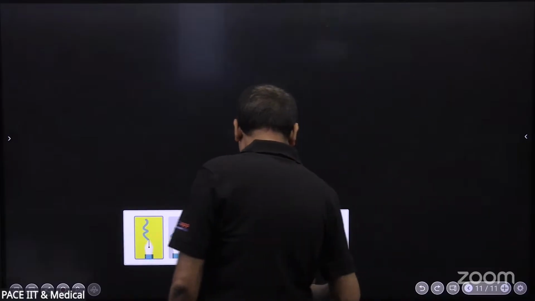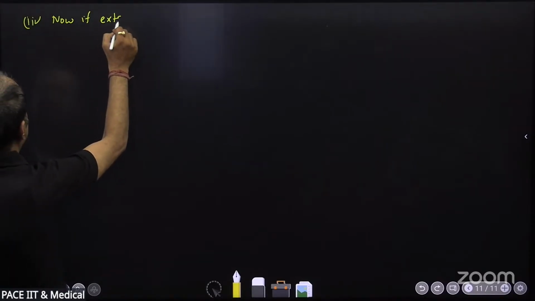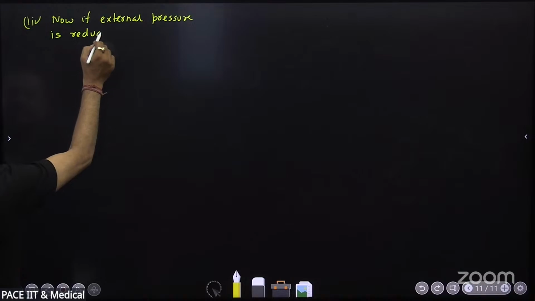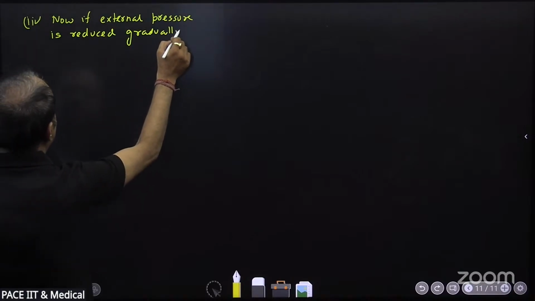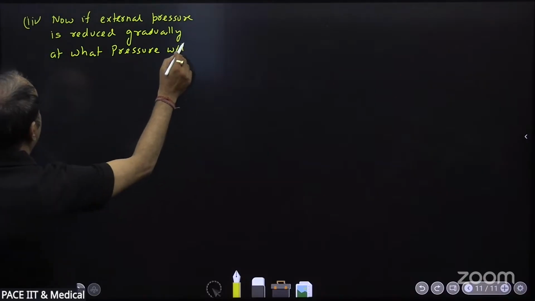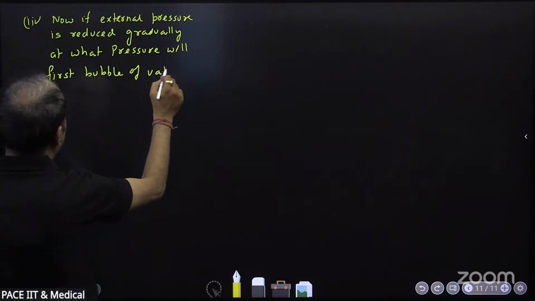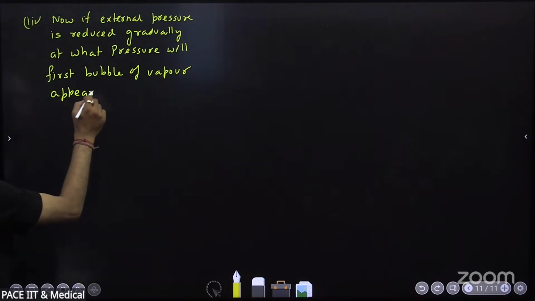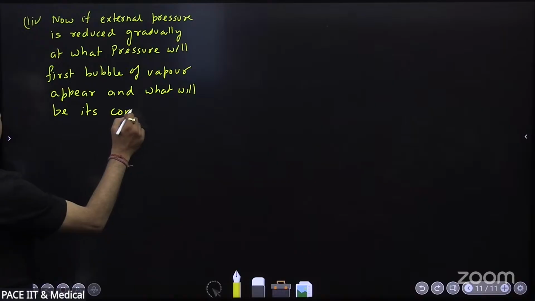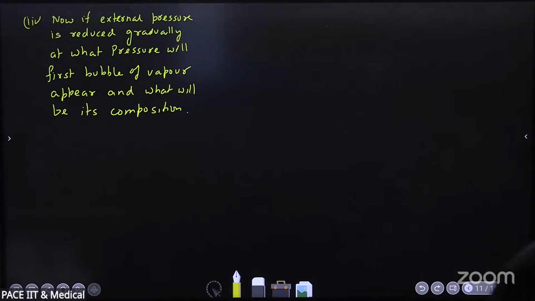Now, further, let's say we extend this problem further. And in the next part we say, now if external pressure is reduced gradually, at what pressure will the first bubble of vapor appear, and what will be its composition?